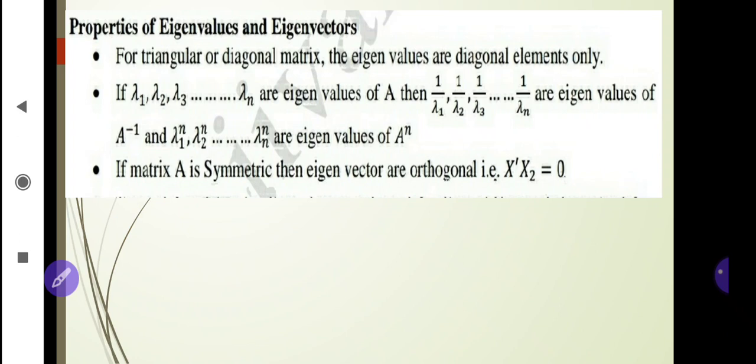Then next, if matrix A is a symmetric matrix, then the eigenvectors are orthogonal. That is, x1 dash into x2 equals 0. That means when you calculate the eigenvectors of a symmetric matrix, the eigenvectors are orthogonal to each other, so x1 dash, which means the transpose, x1 transpose into x2 equals 0.